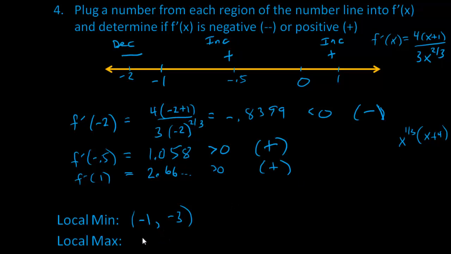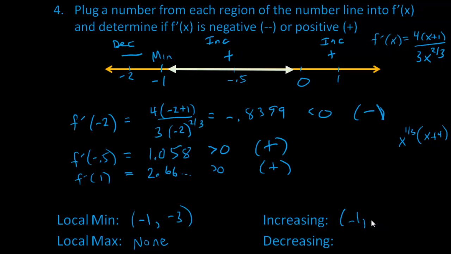Now a local max would mean that we're going up and then down. Notice that we're not increasing and then decreasing, because here was our min, and this would be our only possible min or max, and we're going up and then up again, so nothing's happening. So we have no local max. So how about increasing and decreasing? Well, we are increasing from -1 to 0, and then again from 0 to infinity.